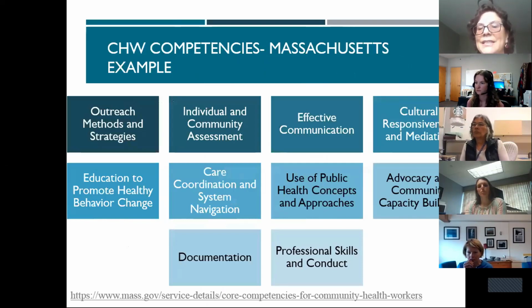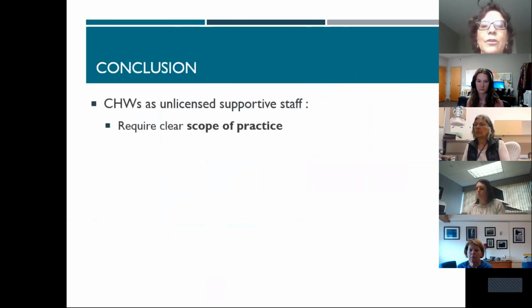Some states have outlined exactly what the competencies are for CHWs. They mirror nicely to the C3 project, but competencies might be around outreach and outreach methods and strategies, and going on to professional skills and conduct. So in conclusion, you have to be very clear about the scope of practice for CHWs. I encourage you to provide sufficient organizational support for a community health worker to work at the top of their knowledge and skills, and also to help the other healthcare team members work at the top of their license.